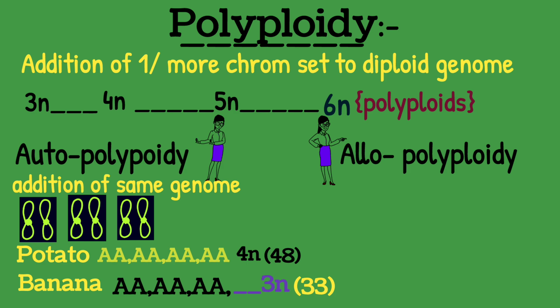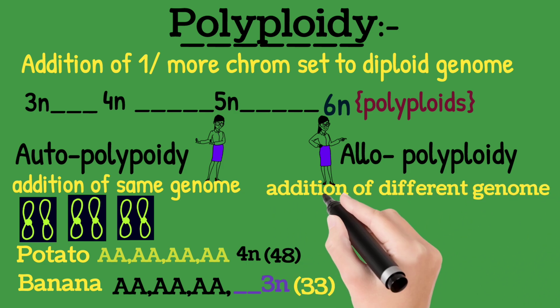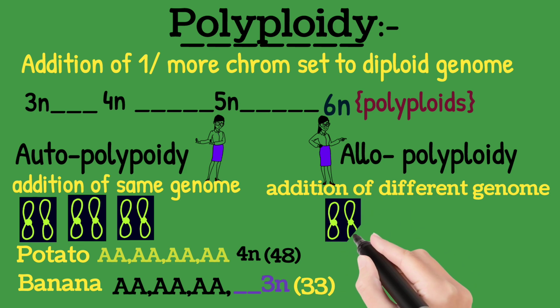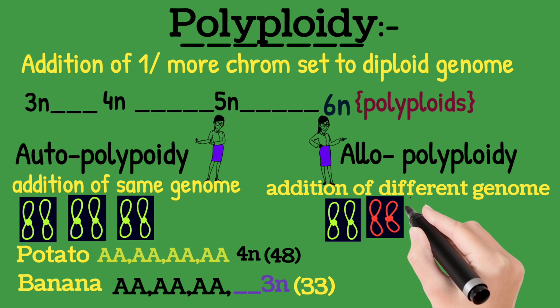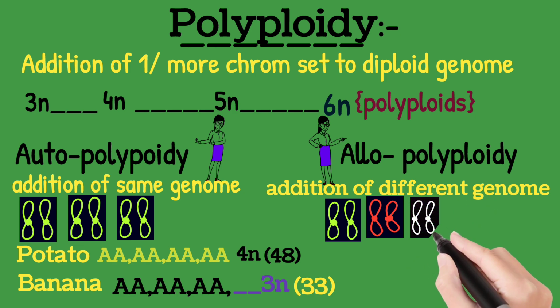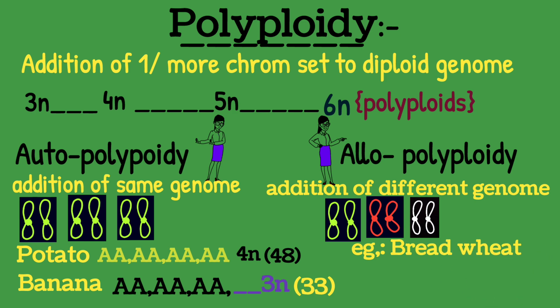Now what is allopolyploid? We can write: addition of a different set of chromosomes to the genome, different set. Suppose this is normal, we can add a different set, again one more set to the genome, it will become allopolyploid. For example, bread wheat. Normal wheat is allopolyploid. It is 6N allohexaploid. 6 different sets of chromosomes it possesses.